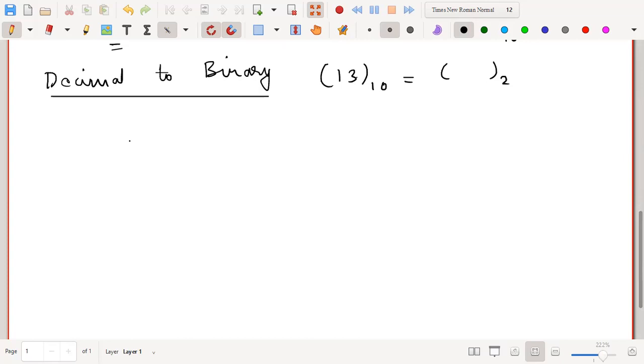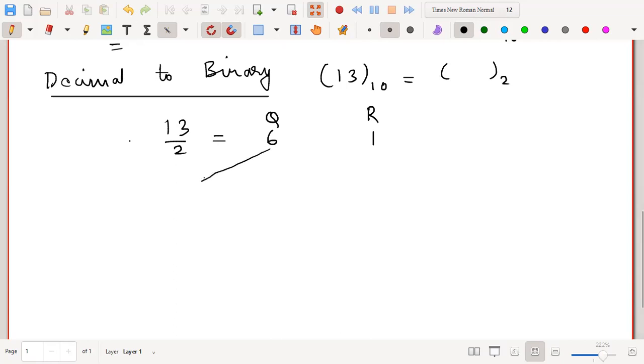Now in case of binary to decimal, you have multiplied by the weight assigned. Now what will you do here? You will just divide this number by the base 2 and keep on noting down the remainder. Let us see how we can do that. Suppose I have this decimal number 13. I will keep on dividing this 13 by 2. Here I have the quotient, and we need to note down the remainder, not the quotient. So 2 into 6, you have 12. Then what is the remainder? 1.